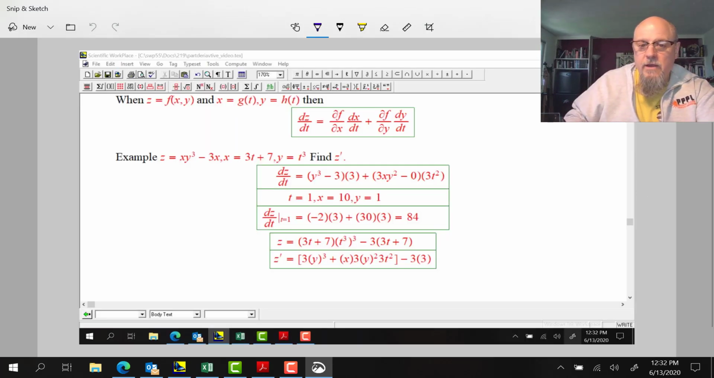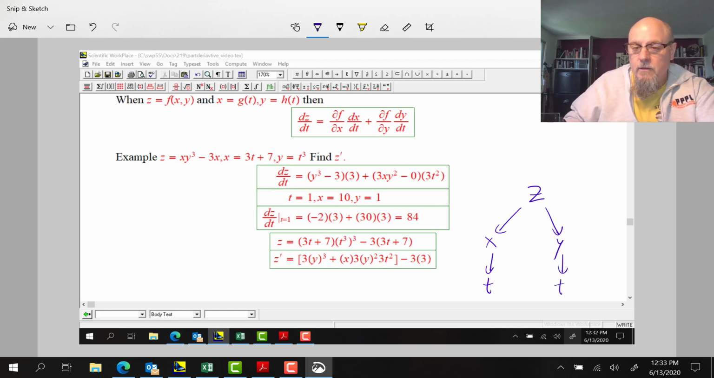So up here, the tree diagram would be z is a function of x and y, and x is a function of t, and y is a function of t. This is z sub x, and this is z sub y. This is x sub t, but that looks a little funny because in our first example, x was only a function of time. So I'm going to write x prime, y is a function of time, that's y prime. And so there's only two branches, but I want to add them together because I want everything with t's here.